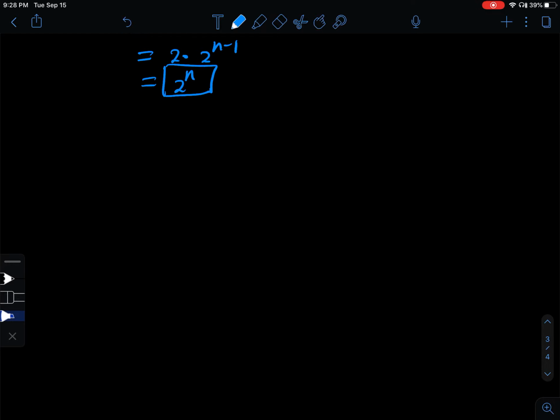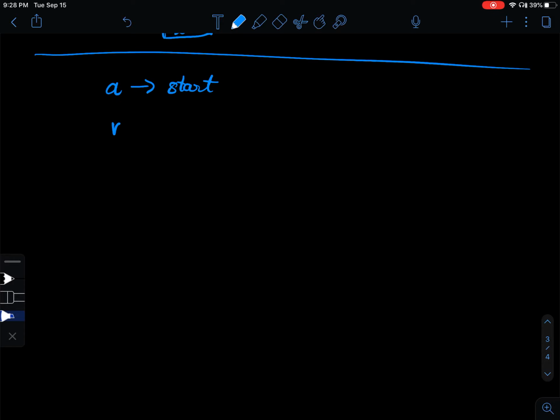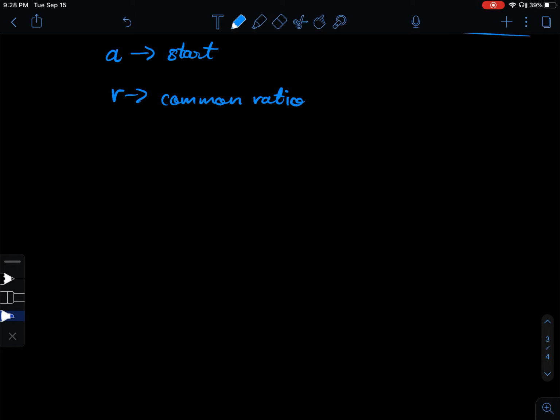Now, let's just take it a step further and generalize this formula. Let's say the starting term is a. I'm going to write this as the starting term. R is the common ratio. Now, common ratio is a very important term. It's useful to remember this term. That's the common ratio, and that's pretty much all we need. Let's say there are n terms. Number of terms.